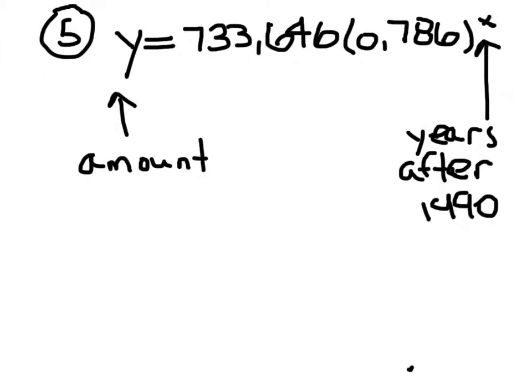You can perform an exponential regression on your calculator by typing the years after 1990 in the first column, called X, and the amount in the second column, called Y. Then you go to your menu and you go to your Stat, Exponential Regression.